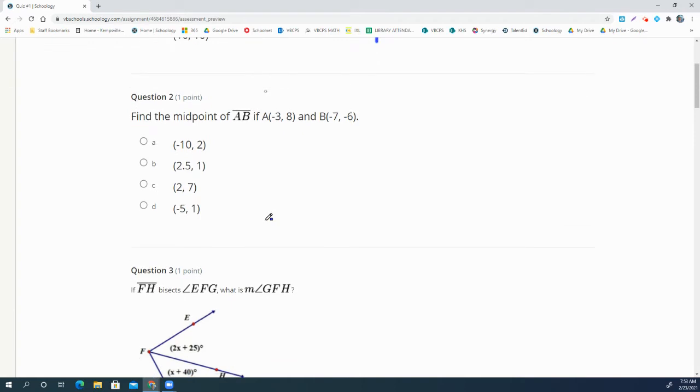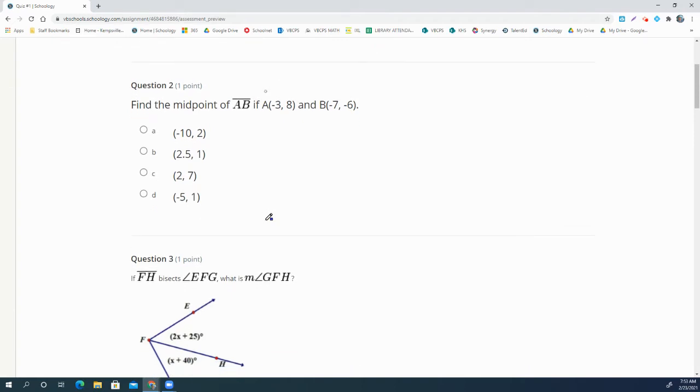Okay. How about number 2? Do we need to do that one? What's the formula for midpoint? What do I do for midpoint? When we're doing midpoint, we're doing the average. So x plus x divided by 2. Absolutely.